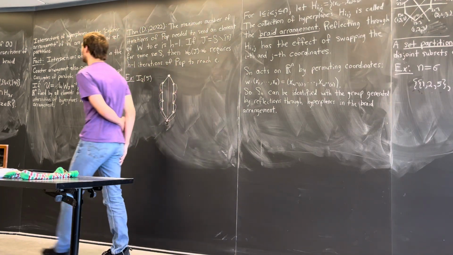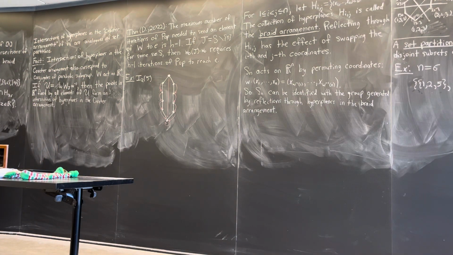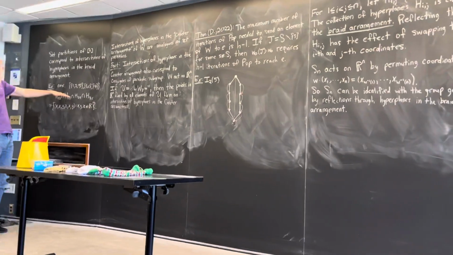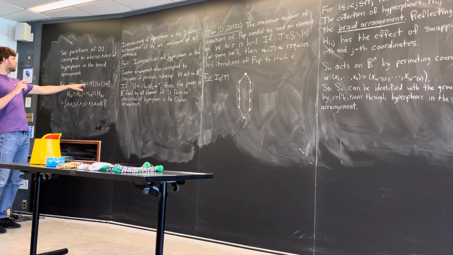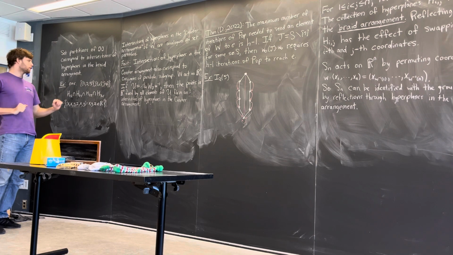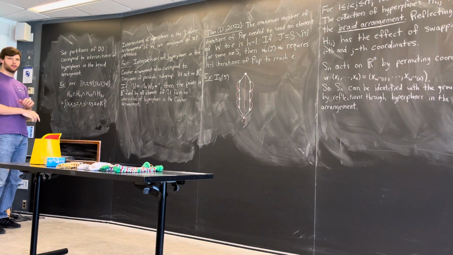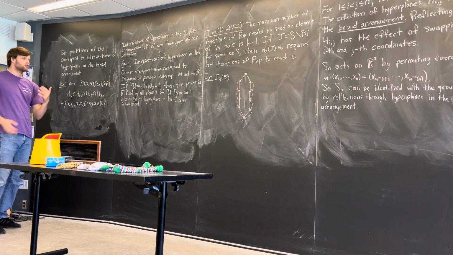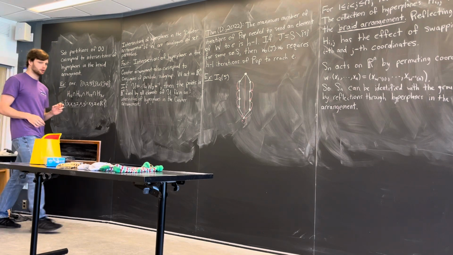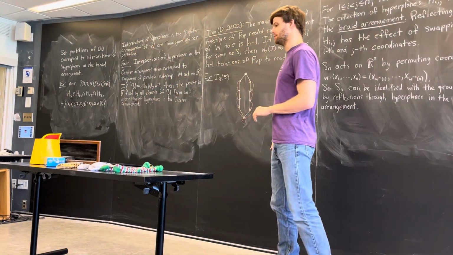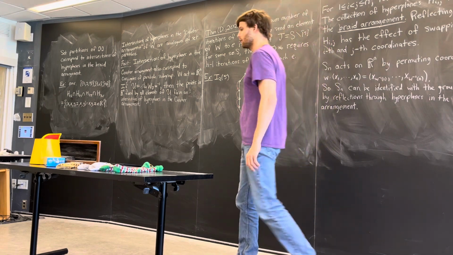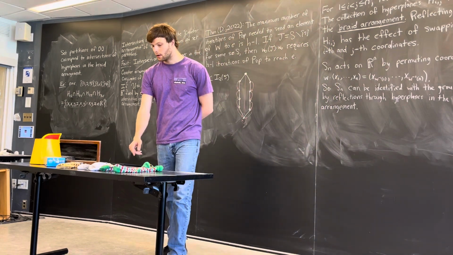Okay, so maybe I can do an example in the case of S6. If I took this intersection of hyperplanes, the elements of the symmetric group that fix this would be the permutations that permute 1, 2, and 5, and permute 3 and 6. And that's some conjugate of a standard parabolic subgroup. Okay, any questions?